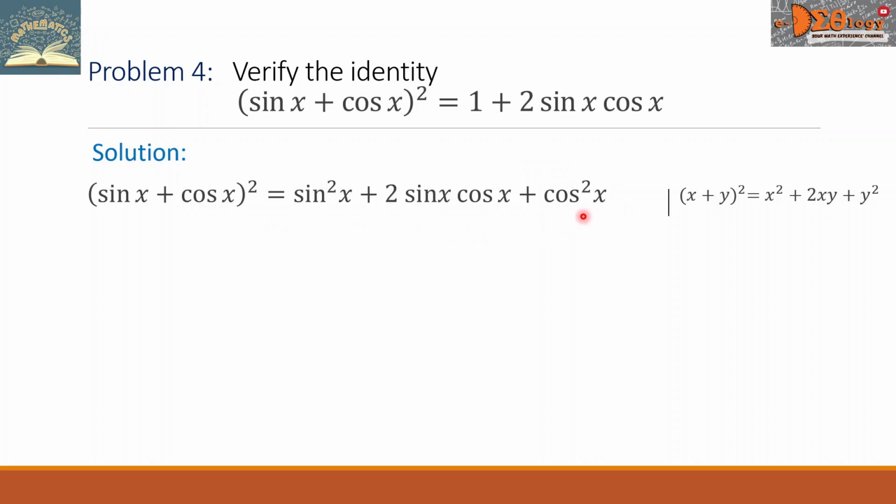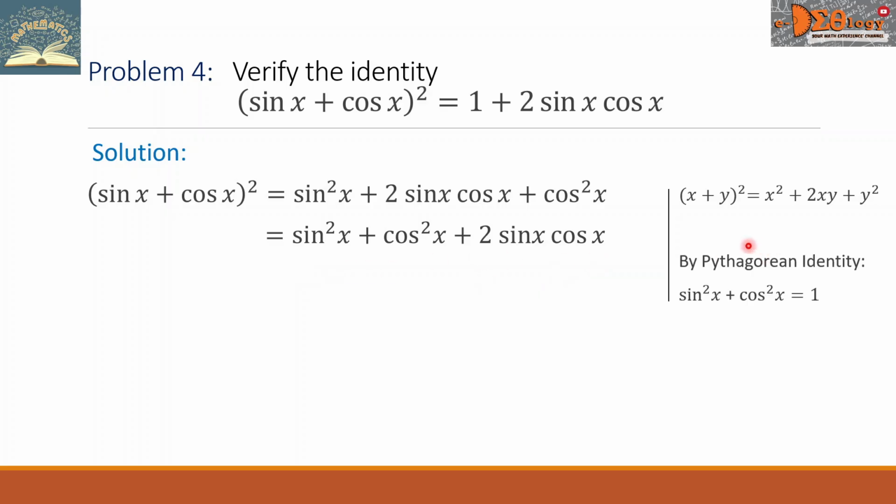Next thing to do, we're going to put together this sine square x with a cosine square x, just like this. Then remember that we have the Pythagorean identity that says sine square x plus cosine square x equals 1. That means this sum of two first terms here is equal to 1, and then plus 2 sine x cosine x. From here we stopped because this is already equal to the right hand value.